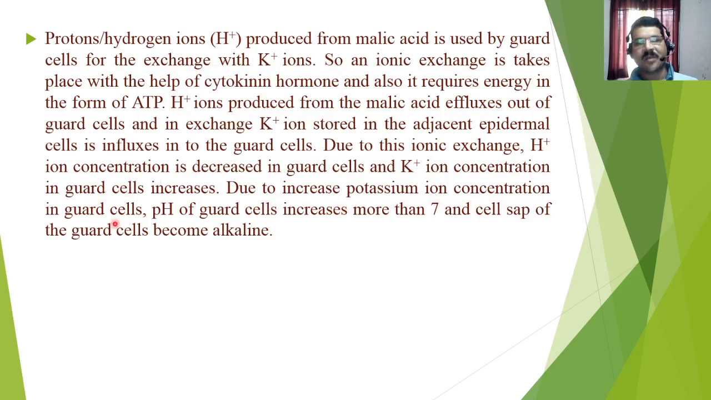So due to the increase in potassium ion concentration of the guard cell, the pH of the guard cell increases more than 7 and the cell sap of the guard cell becomes alkaline. So as we have seen, for the increase of pH, the first reason is decreased CO2 concentration, and the second reason is increased potassium ion concentration.